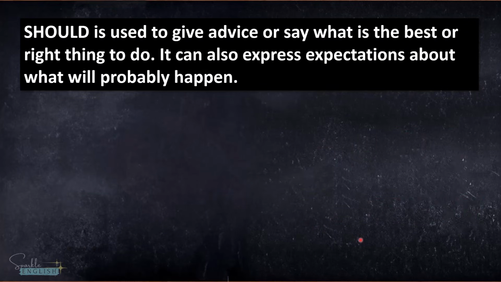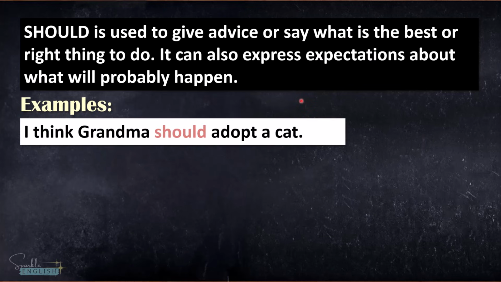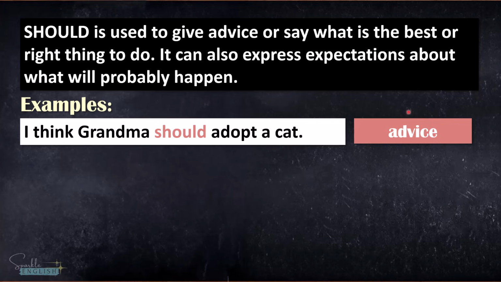So now let's go on to should. Should is used to give advice or say what is the best or right thing to do. It's usually used for advice or suggestions. It can also express expectations about what will probably happen. So let's look at some examples. I think Grandma should adopt a cat. In this example, should is being used to give advice or make a suggestion. My advice is that Grandma should adopt a cat.